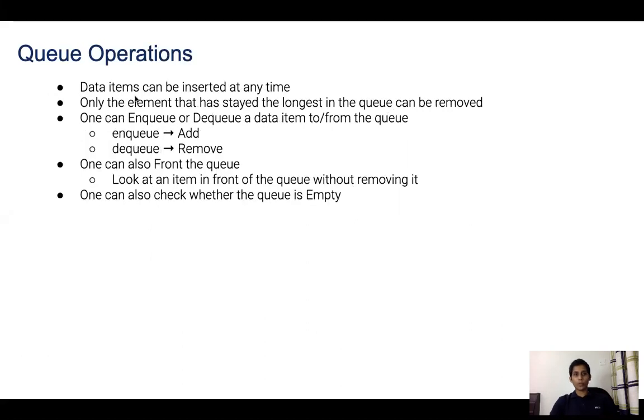Awesome. So the queue operations: data items can be inserted at any time. Only the element that has stayed the longest in the queue can be removed. One can enqueue or dequeue a data item. Similar to push and pop, we can enqueue and dequeue. You can add items with enqueue, and remove items with dequeue. One can also look at the front of the queue. Similar to peek, there's the front method. You can look at the item in front without removing it. One can also check whether the queue is empty.